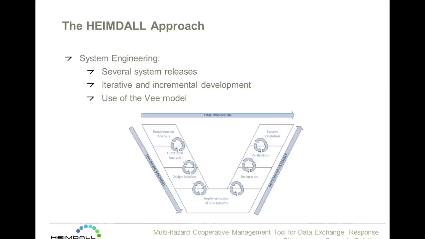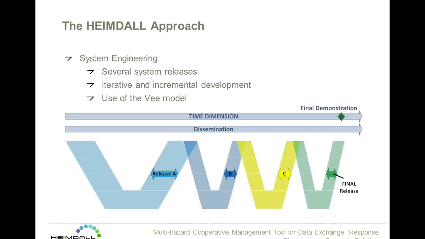And now I'm going to provide some information about the HEIMDALL approach. We are using the V model for the system engineering. So we go from the upper part of the V on the left, from the requirements analysis and functional analysis, to the implementation, and then we go the other way around to perform integration, verification, and system validation. We use this approach in order to have an iterative and incremental development. So we will use this approach 4 times in total within the system in order to have 4 system releases, what we call release A, B, C, and the final release.